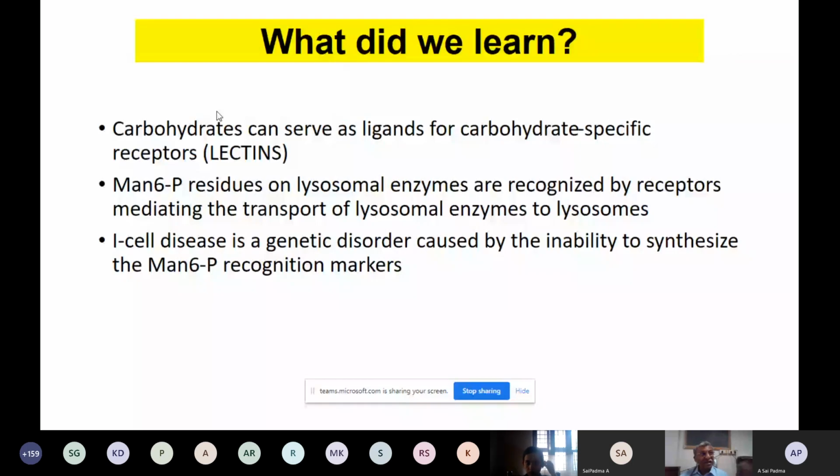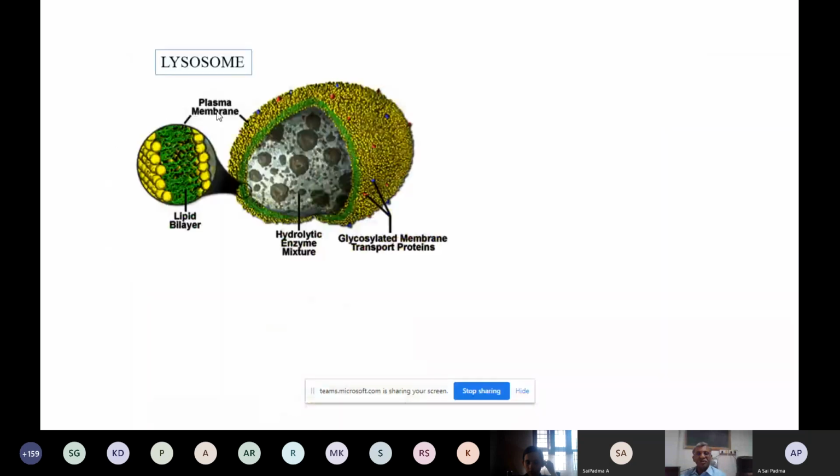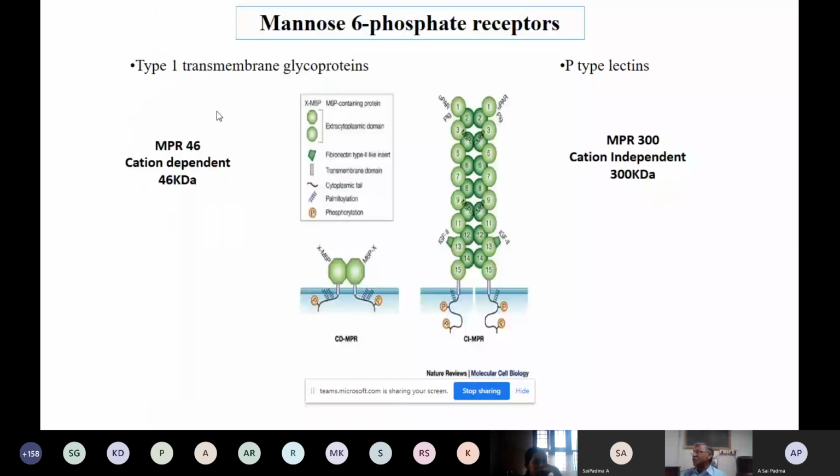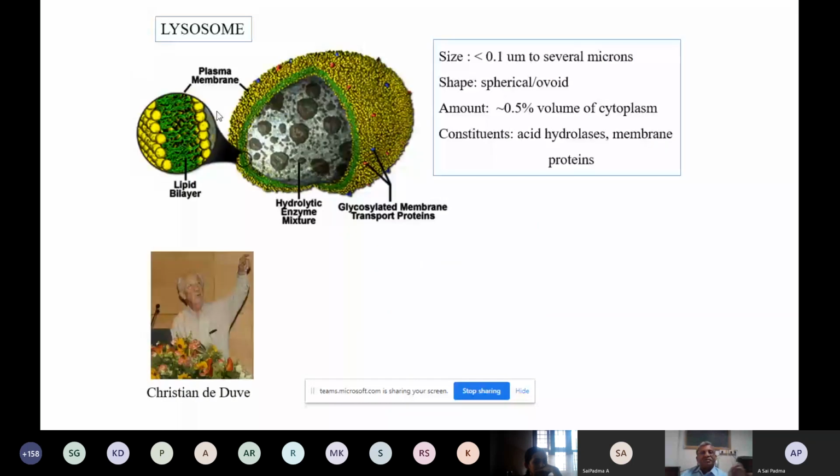So what did we learn from this? We found that carbohydrates can serve as ligands for carbohydrate-specific receptors called lectins, and mannose-6-phosphate residues on lysosomal enzymes are recognized by receptors mediating the transport of lysosomal enzymes to lysosomes. I-cell disease is a genetic disorder caused by the inability of the cells to generate the mannose-6-phosphate marker. Yeah. So these different types of lysosomal enzymes can be targeted.